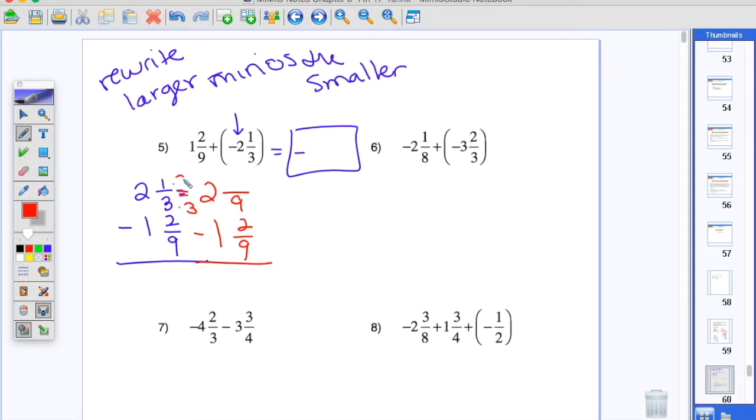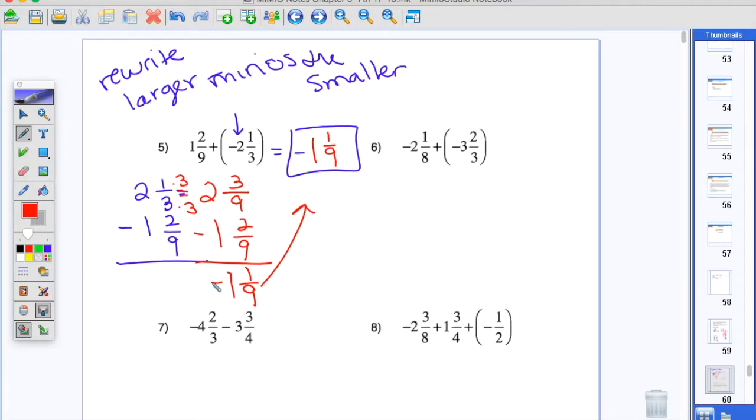3 times 3 is 9, so 1 times 3 is 3. Now we can subtract 3 minus 2 is 1 over 9. 2 minus 1 is 1, but now we need to put our answer up in the answer box because it's negative. So it's negative 1 and 1/9.